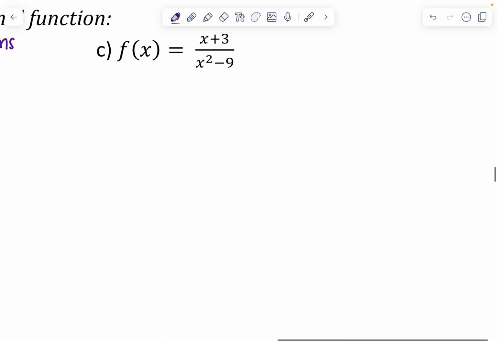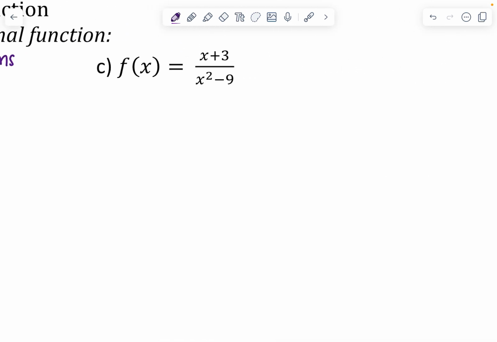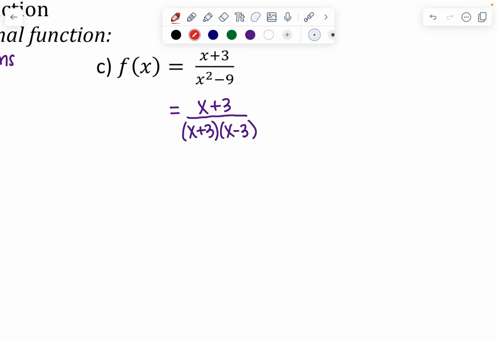Okay. And c, f of x equals x plus 3 over x squared minus 9. If we factor that, we have x plus 3 divided by x plus 3 times x minus 3. So notice if we simplify, we can cancel out our x plus 3's. Remember, we said that if everything cancels in the numerator, we're still left with 1 over x minus 3. So now our vertical asymptote is going to be based off this denominator. So our vertical asymptote is going to be x equals 3.